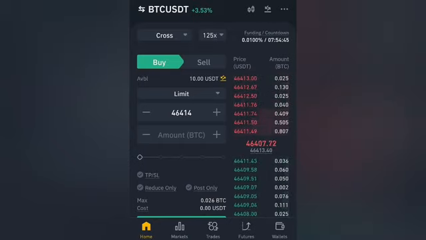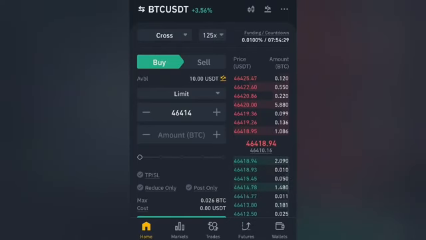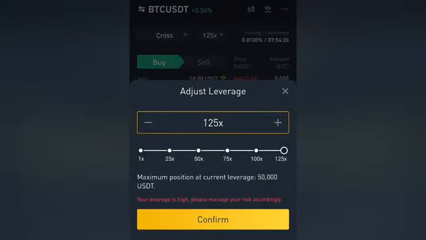And you need to know there are different types of leverages. If you click on this 125x right there, you will see that you can adjust the leverage you want to use. If you want to use 25x leverage, what this means is that when the price of the asset you are trading goes up 1%, you would get 25% on your trade. Understand? The same thing goes for 50x leverage. When the price goes up 1%, you get 50% on your trade. The same thing for 100x leverage and above.